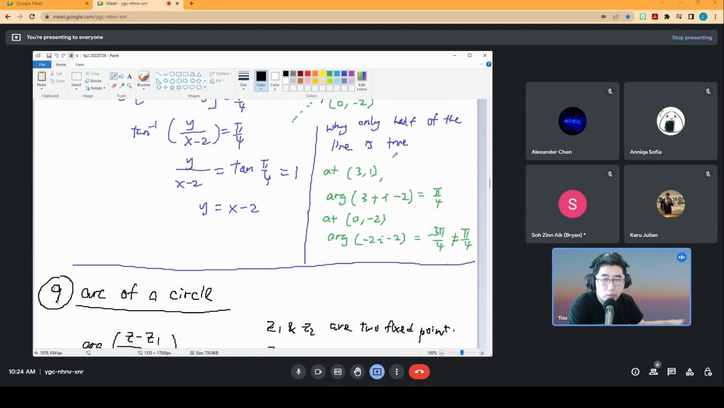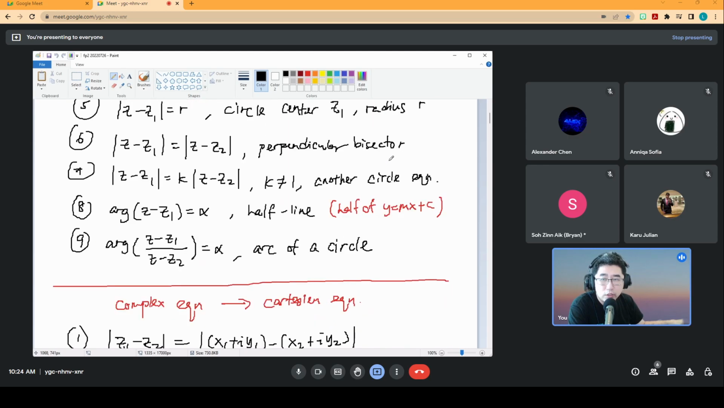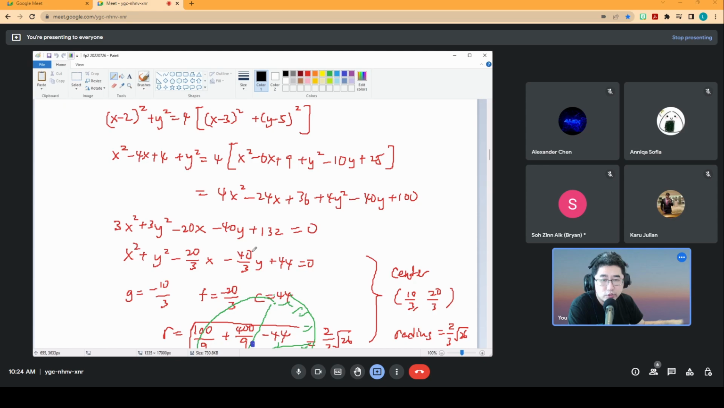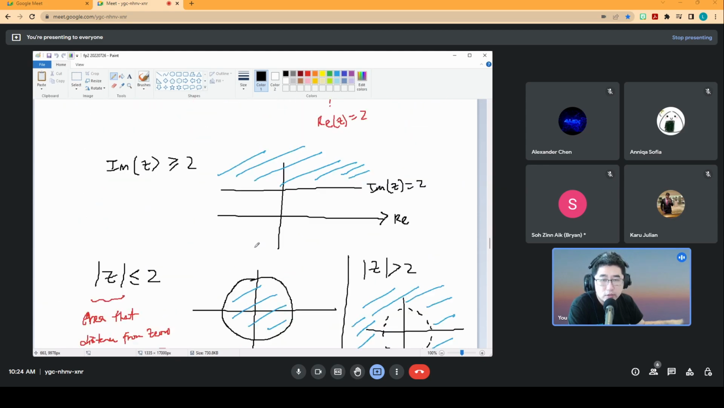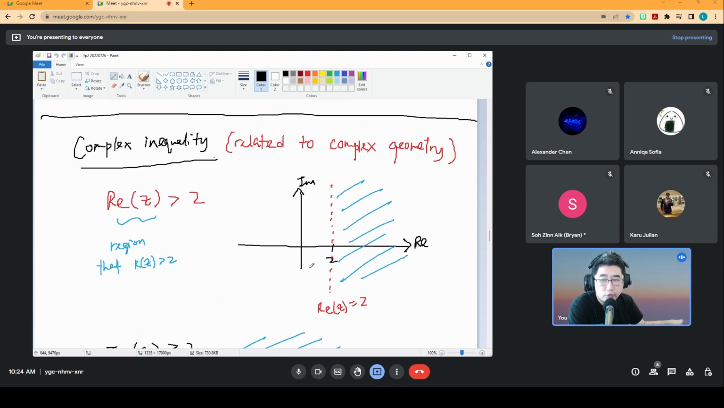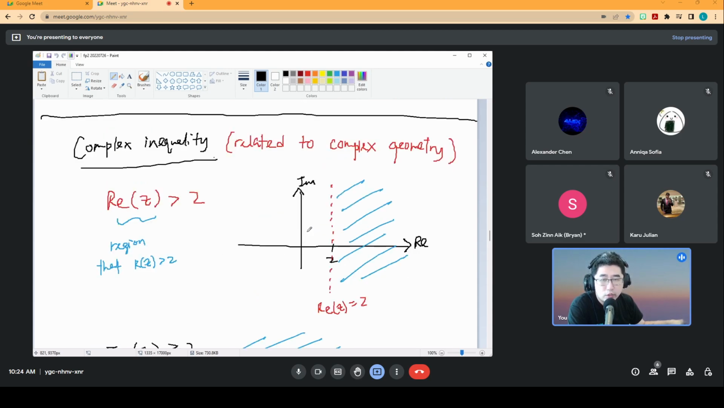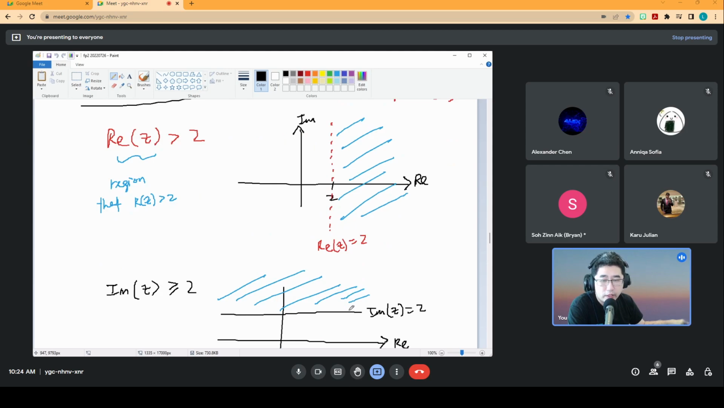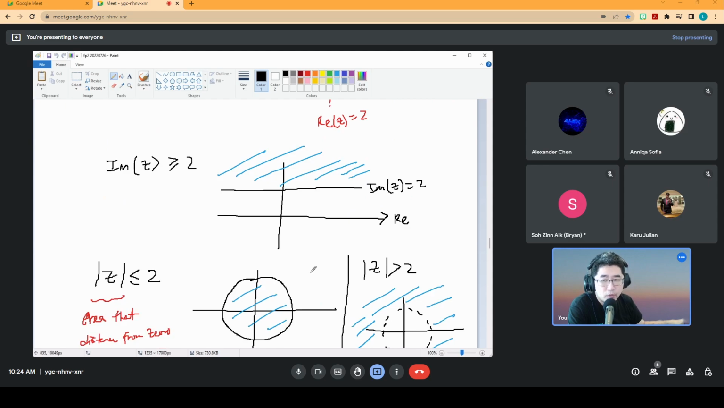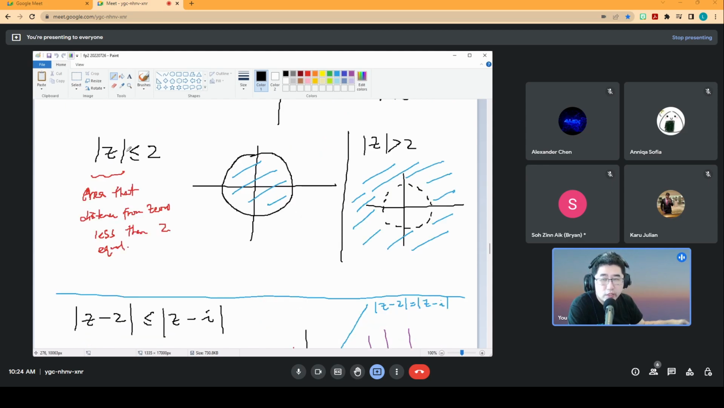So whatever geometry shapes we have explained earlier, it's just that this time it is in the form of a shaded region. R is modulus z greater equals to 2. What does it mean? You will see that there is a dotted line and a solid line here. Still remember what they are? The dotted line and the solid line. Then we have modulus z less or equals to 2, or modulus z greater than 2.